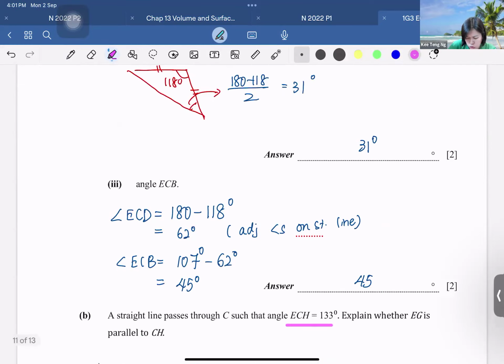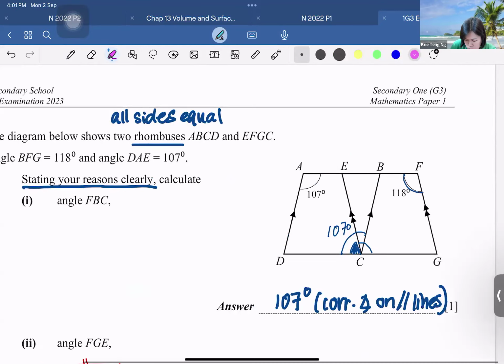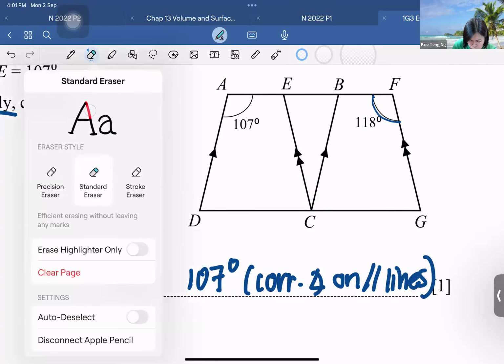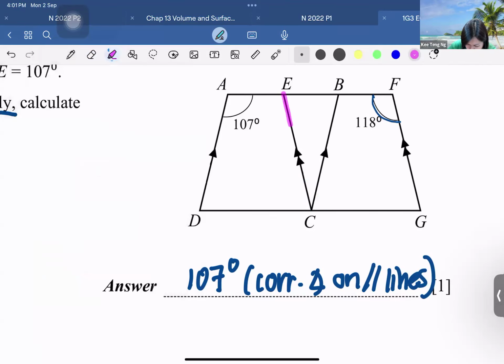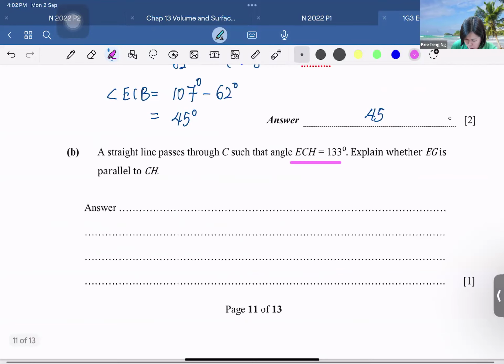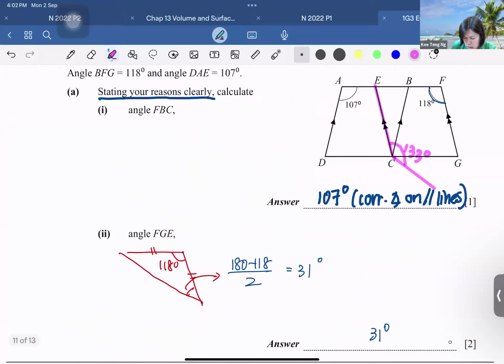ECH is 133 degrees. ECH, let me erase this away. Angle ECH, and maybe H. I do not know how it looks. So it says that this angle is 133 degrees, and explain whether EG is parallel to CH.